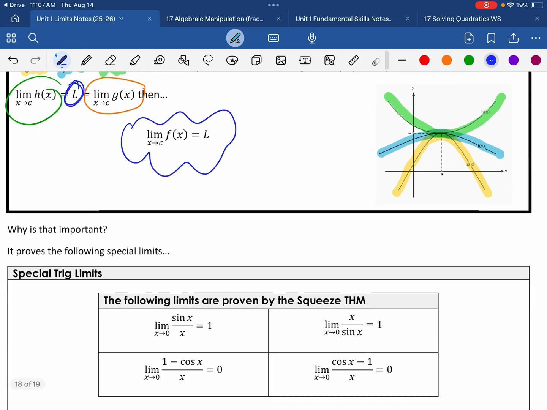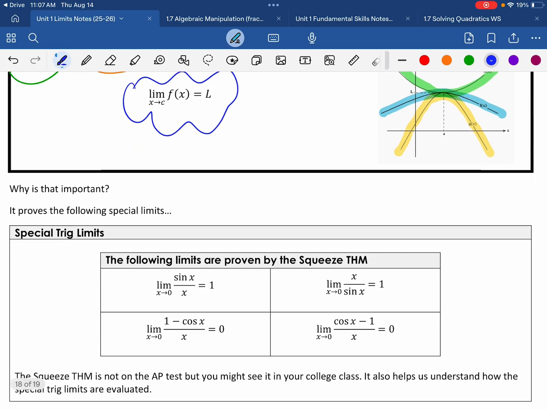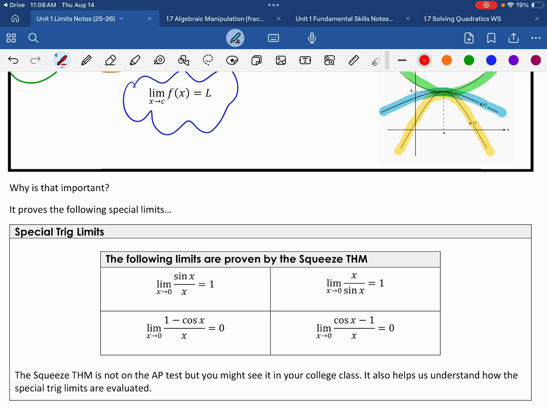All right, so why is this important? Well, it's important because the squeeze theorem helps us prove these following limits. The limit as x approaches 0 of sine x over x is 1. And the limit as x approaches 0 of 1 minus cosine x over x is 0. So these limits in that little box are something that you just memorize. The squeeze theorem proves them, but we're not going to do that whole proof because it's kind of long and it doesn't really matter.